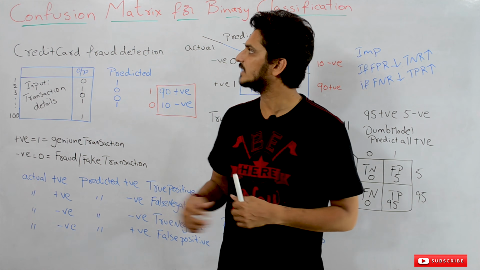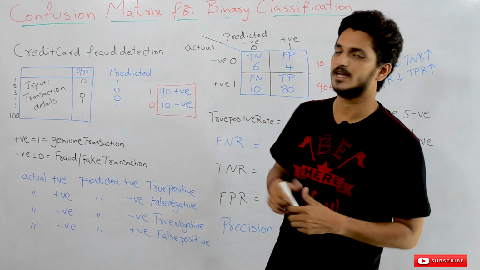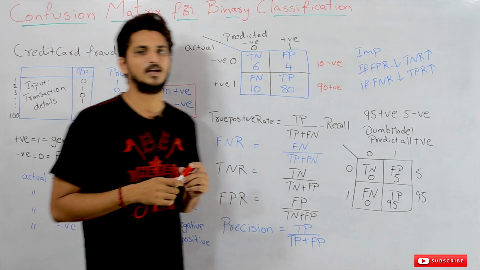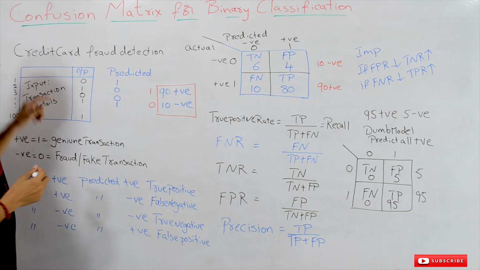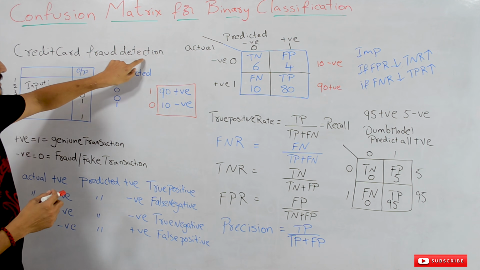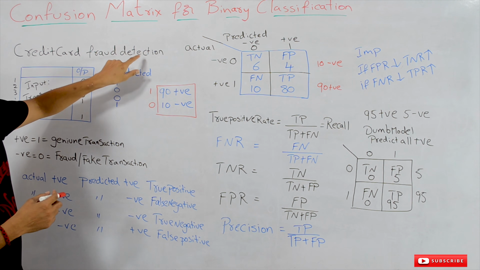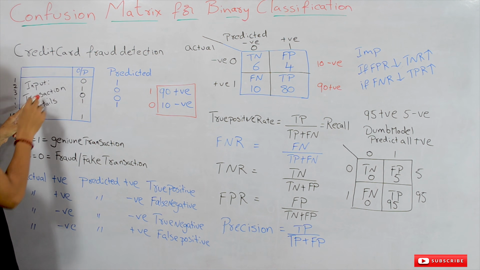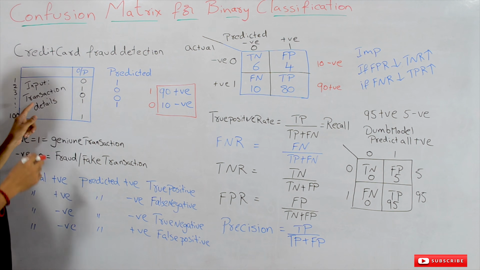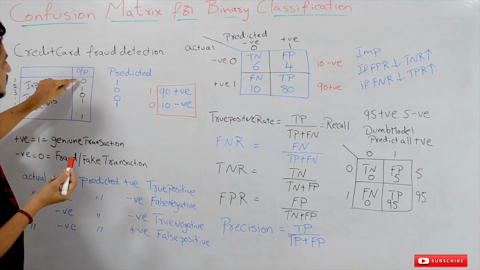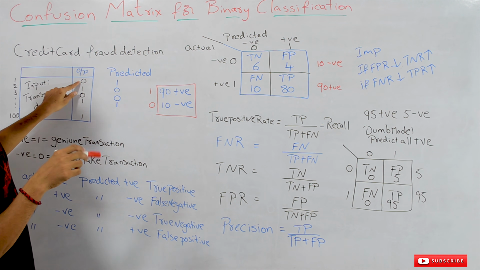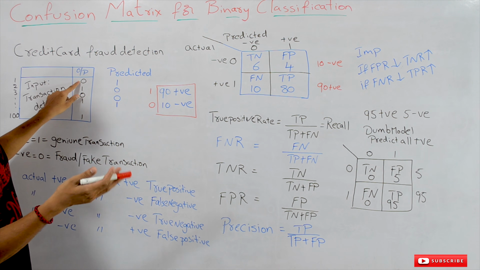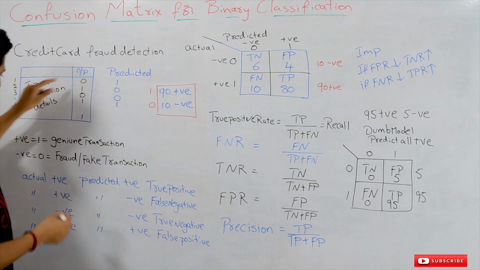Okay, coming to the class, confusion matrix for binary classification. Let's take an example and understand what a confusion matrix is. The example we are considering here is a credit card fraud detection data set, a binary classification data set. Here the input is the transaction details. Based on the transaction details, it is given that the transaction is positive or negative. Positive means a genuine transaction, and negative means a fraud or fake transaction.